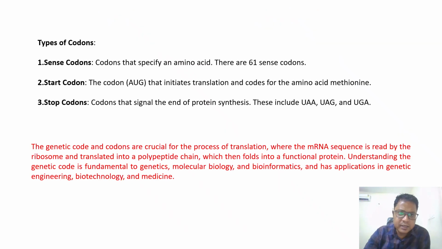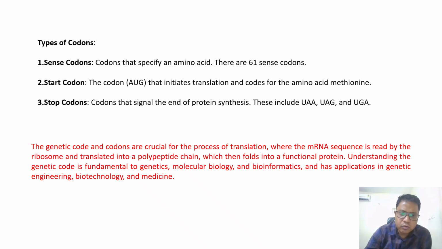Types of codon. There are three different types of codon. One is sense codon, codon that specifies a specific amino acid. There are 61 sense codons. Start codon, which starts the synthesis of protein. AUG is the start codon, which initiates translation and codes for amino acid methionine. Stop codon, codon that signals the end of the protein synthesis. UAA, UAG, and UGA, those are the stop codons.